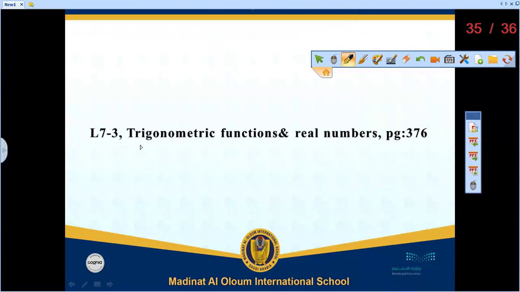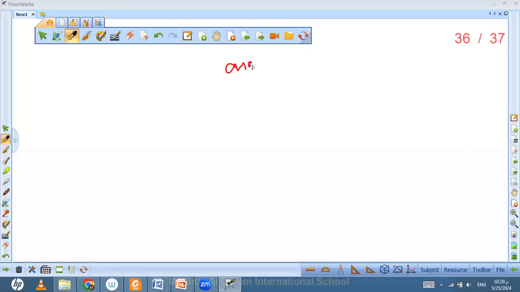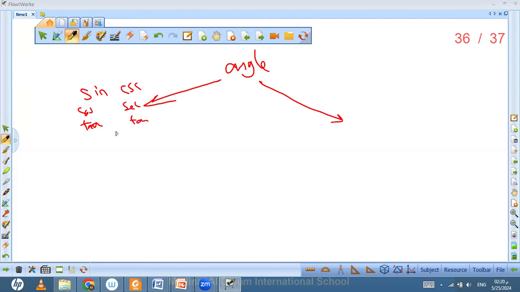Now, guys, how to get the trig value? I give you an angle, you give me the trig value. I need, for example, sine 30. How could you get it without using a calculator? In this lesson, I have two ways. I give you an angle, you can get sine, cosine, tan for this angle, and the reciprocals, by the way: cosecant, secant, cotangent.